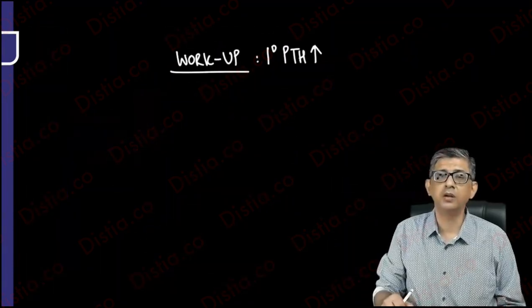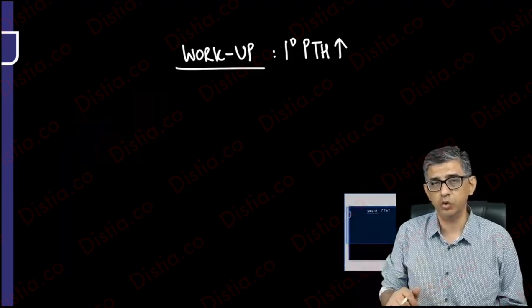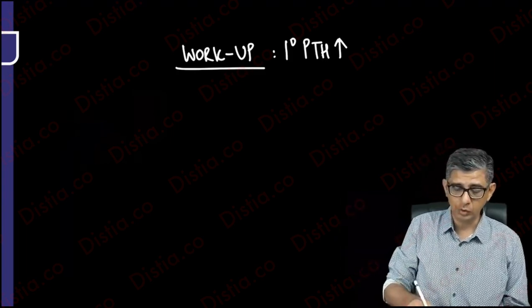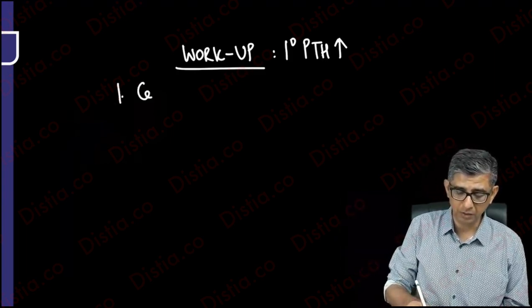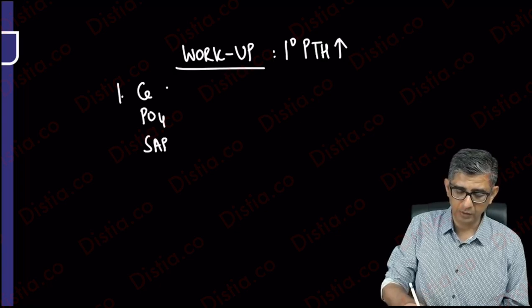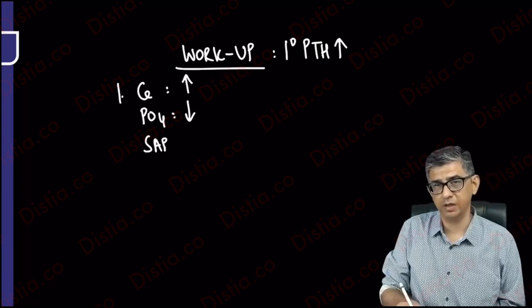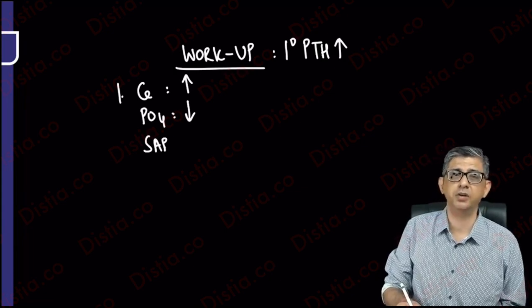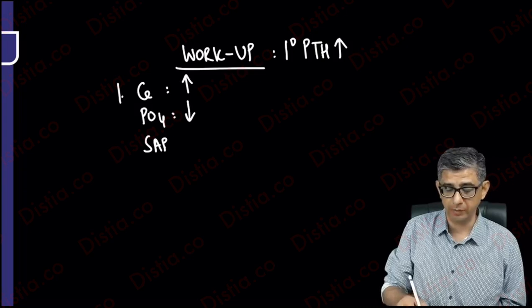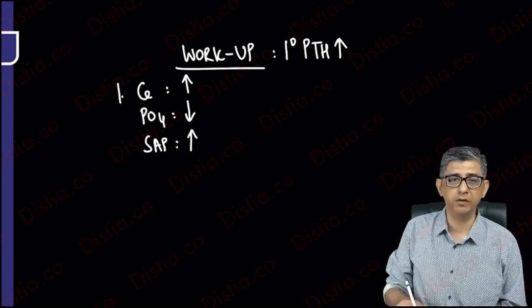We will now focus on the workup of a patient of primary hyperparathyroidism, the patient with stones, bones, moans and groans. So I'm going to run a serum calcium, phosphate and serum alkaline phosphatase in the patient. Because PTH is more, calcium will be more. Calcium and phosphate have an inverse relation. I told you it causes phosphate loss by the proximal tubule, so phosphate would be less. And because bone turnover would be enhanced, serum alkaline phosphatase would be elevated.